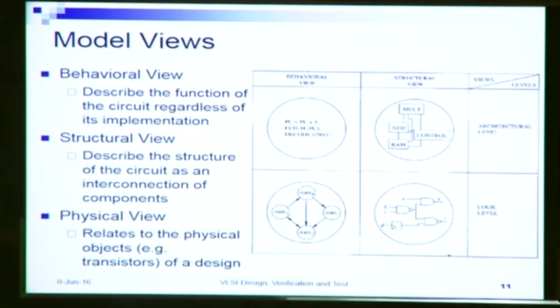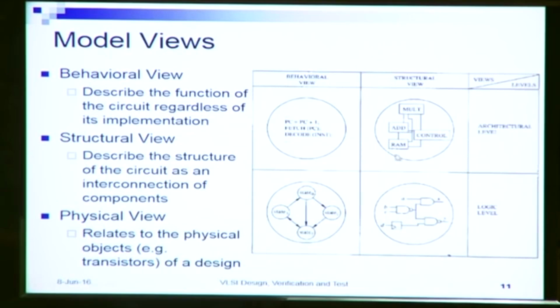As we said, at the architectural level and the logic level, we know very little about the exact physical transistors or the physical level design, and we don't have the physical view essentially. However, at the geometric physical level, the structure and the behavior coincide and we get a physical view.